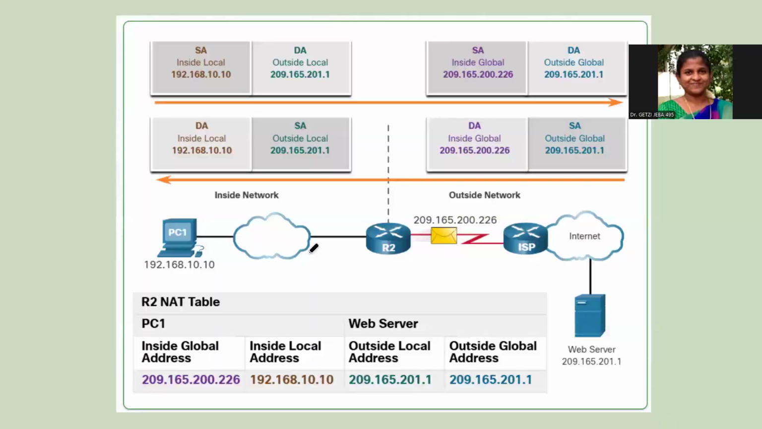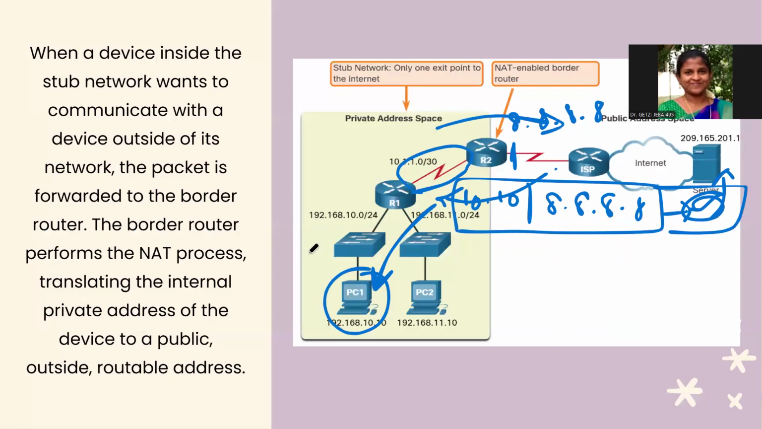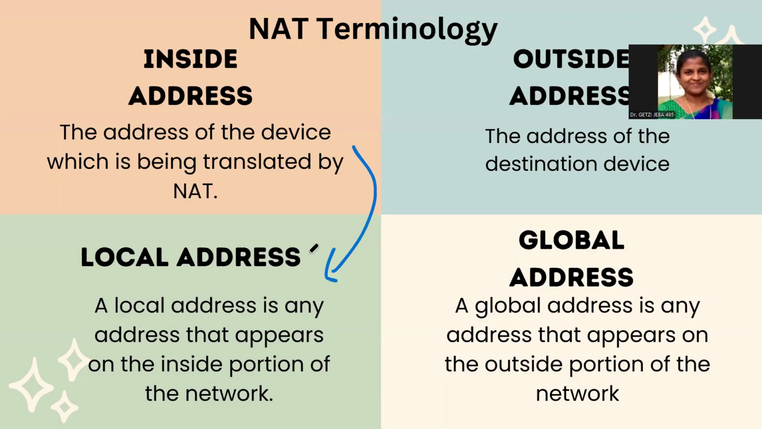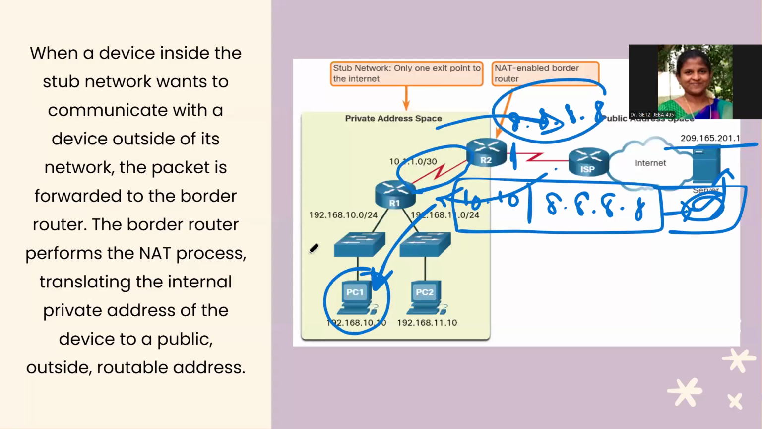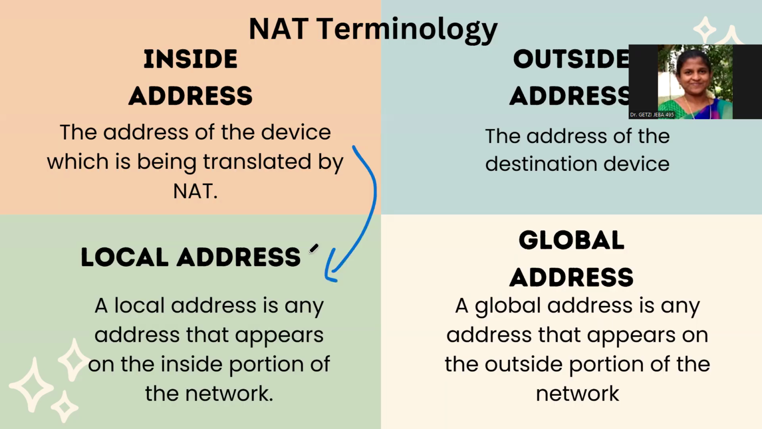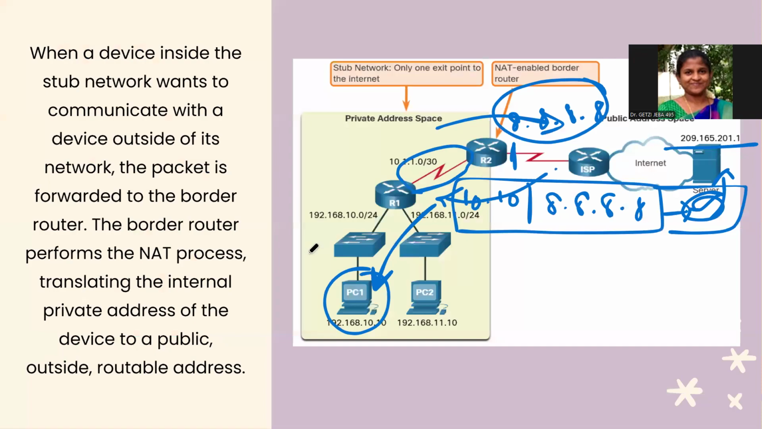Right? So here you see that 209.165.201.1. And similarly, the global address is any address that appears on the outside portion of the network. So here I told you 8.8.8.8. So that appears to be the global address. Okay, that is the global address for this network. So there can be any number of users this side, so this side of your network, there can be any number of users. But for the outside internet, it seems that there is only one single user, that is 8.8.8.8.